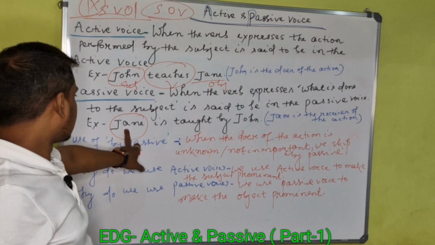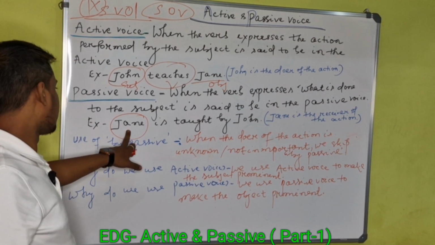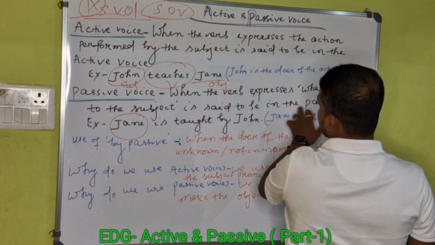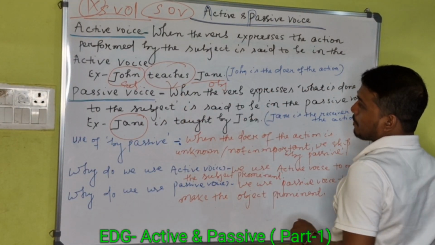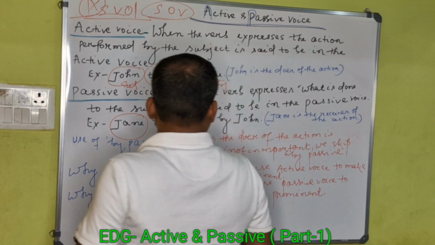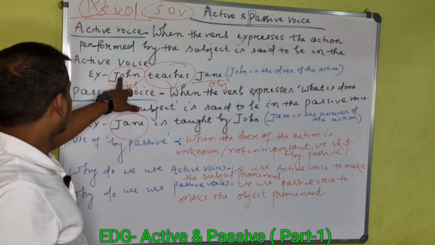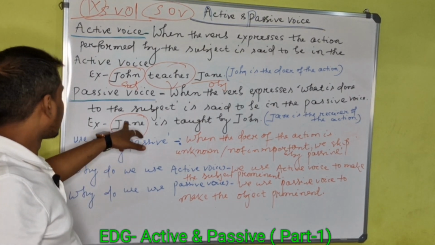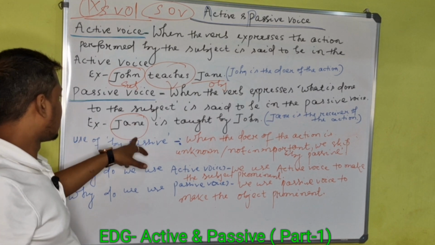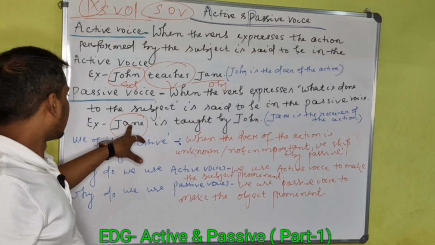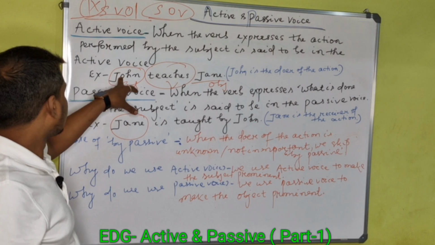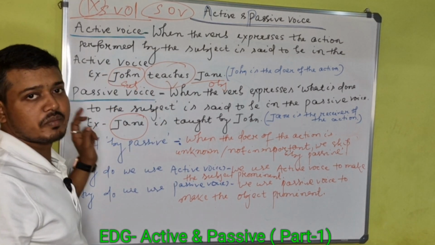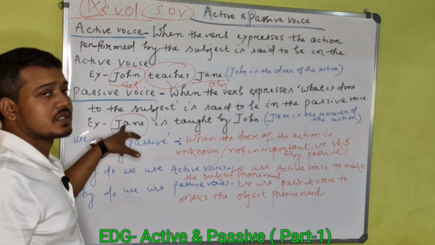So consider this a subject over here. Jane is taught by John. Jane is the receiver of the action, but John is the doer of the action. Here, John was the prominent part of the sentence, and now Jane is the prominent part of the sentence. So active voice makes the subject prominent, and passive voice makes the object prominent.